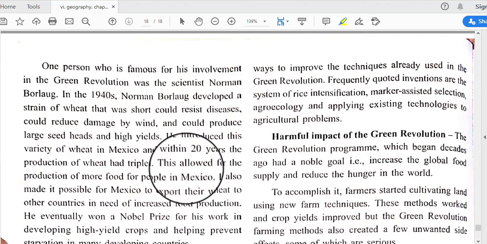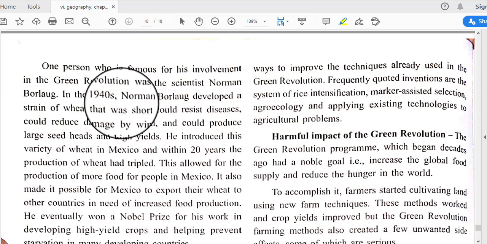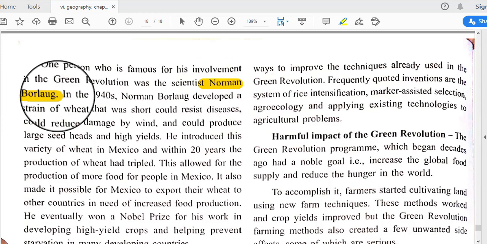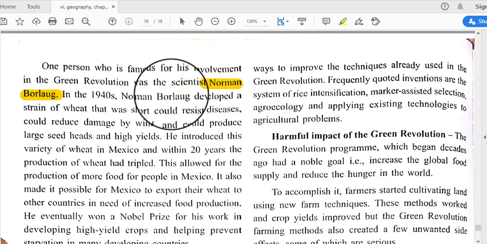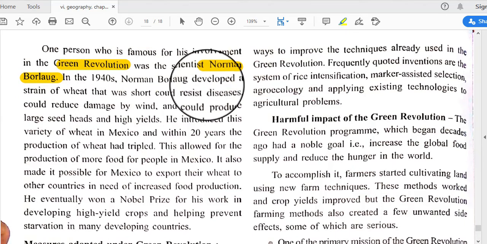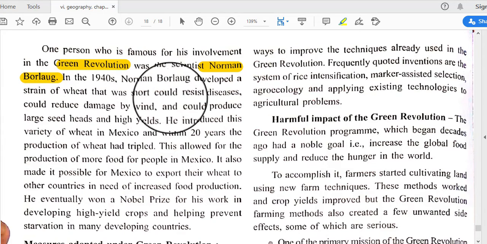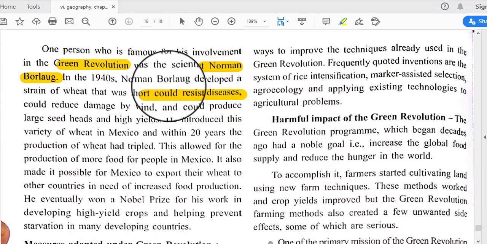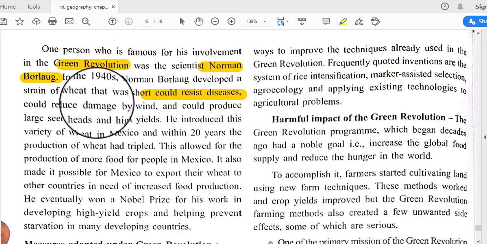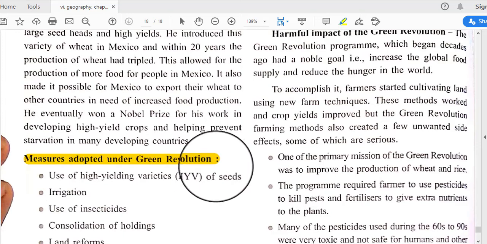And one person who is famous for his involvement in the green revolution was the scientist Norman Borlaug. So Norman Borlaug is the scientist who actually popularized the green revolution. In the 1940s, Norman Borlaug developed a strain of wheat that was short and could resist disease. So at first Norman Borlaug made the green revolution with wheat.